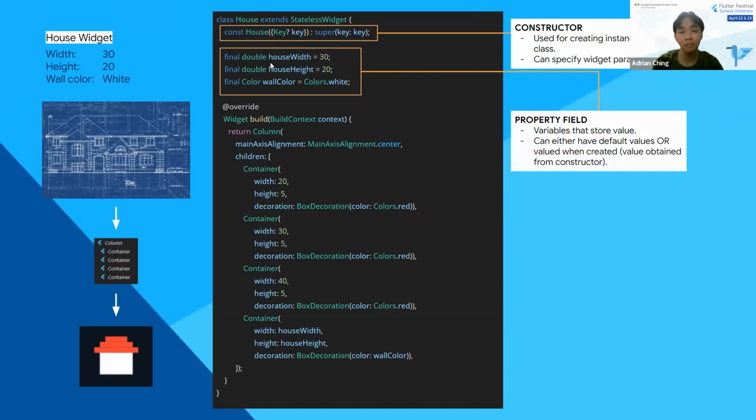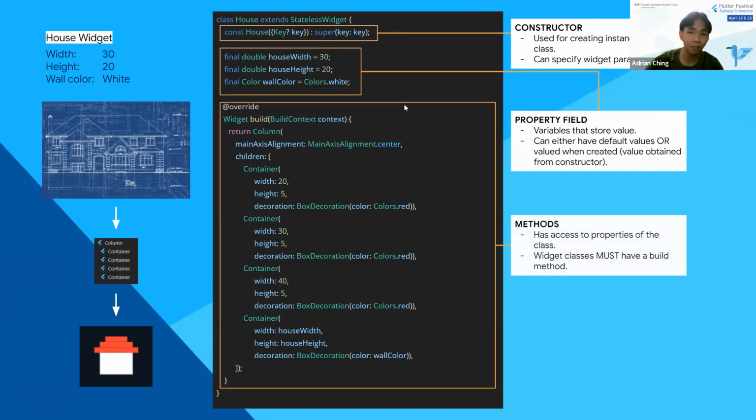Now the properties are basically like variables that can store values, and they can either have a default value or values derived from the constructor. But in this particular example, all of these values are default. And finally, we have the methods as well.